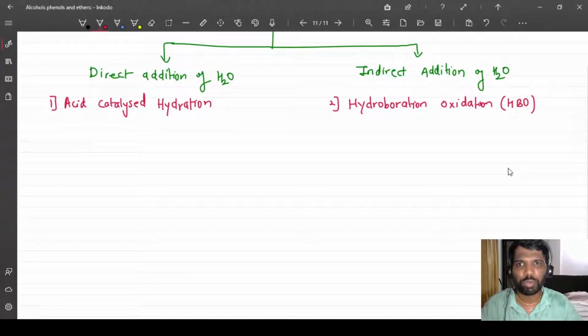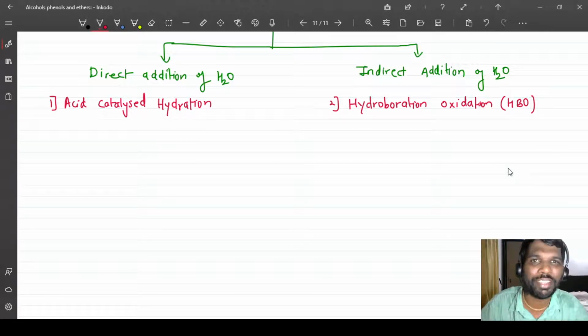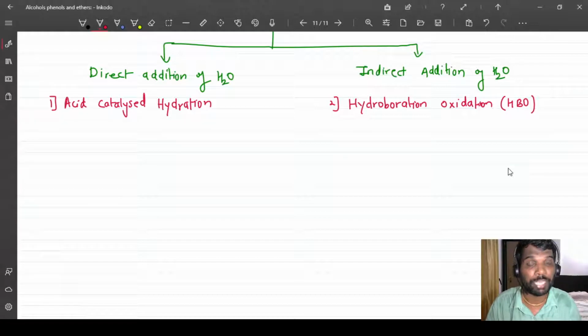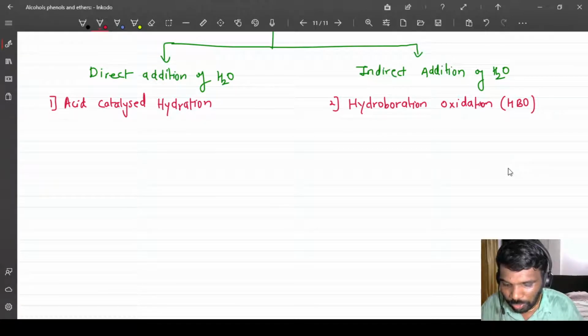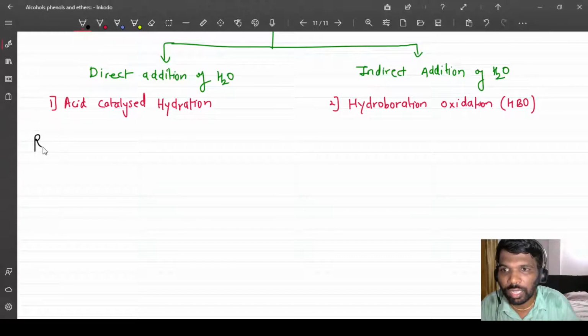So I'm going to do both these reactions simultaneously. Whenever we compare reactions in organic chemistry, that is one way of learning organic chemistry: always compare reactions, how one reaction is different from the other. That is the best way of comparing and learning. So first I'm going to discuss acid catalyzed hydration. I'll write a general reaction. This is the alkyl group and this is the alkene, and I am adding water to this.